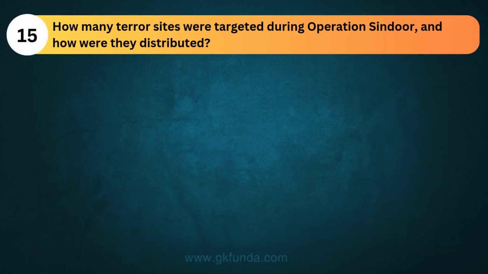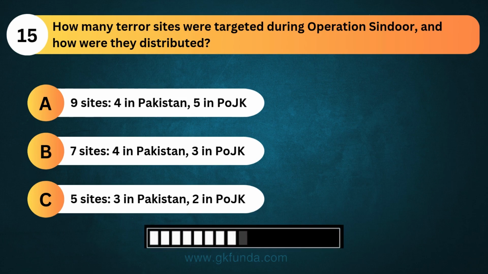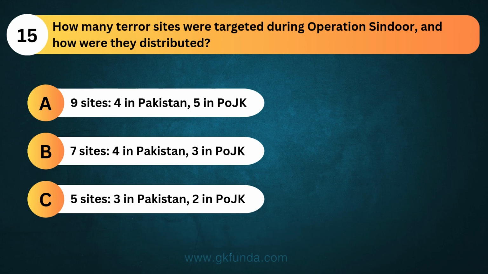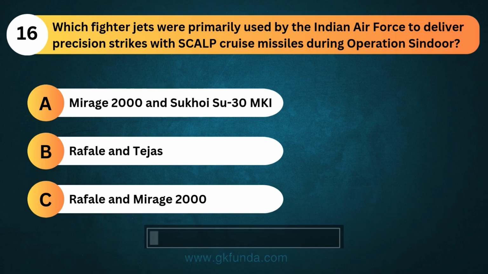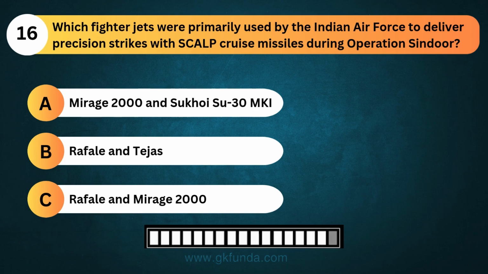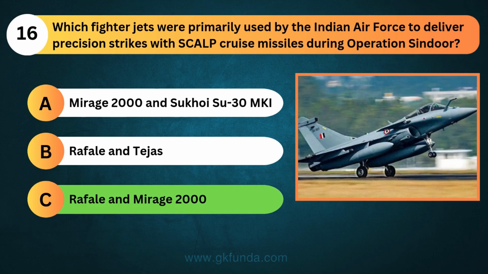How many terror sites were targeted during Operation Sindoor and how were they distributed? The answer is option A, 9 sites, 4 in Pakistan, 5 in Pakistan occupied Jammu and Kashmir. Which fighter jets were primarily used by the Indian Air Force to deliver precision strikes with Scalp cruise missiles during Operation Sindoor? The answer is option C, Rafale and Mirage 2000.